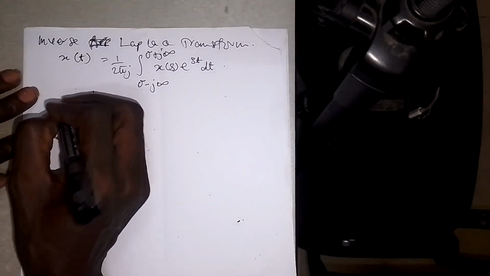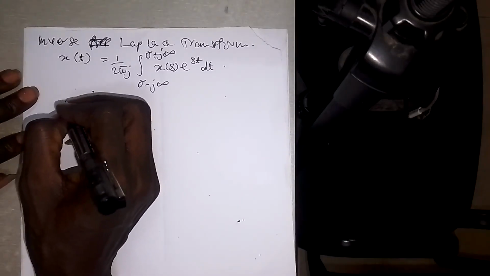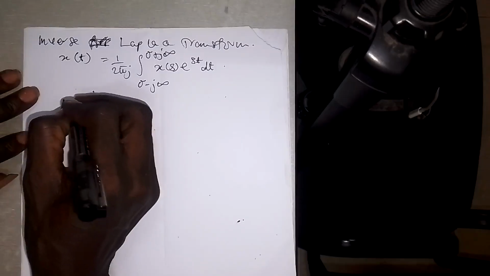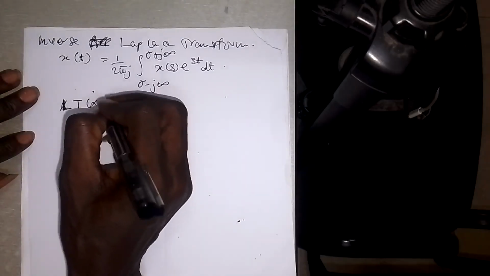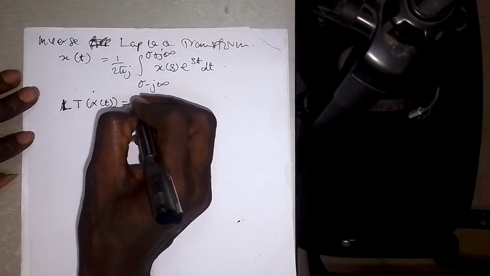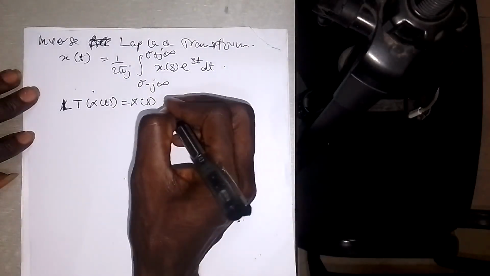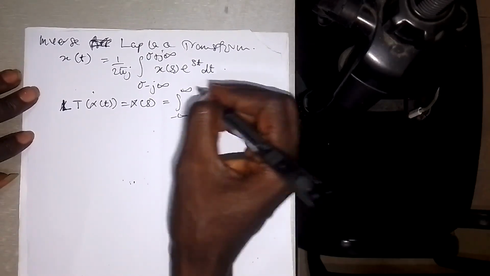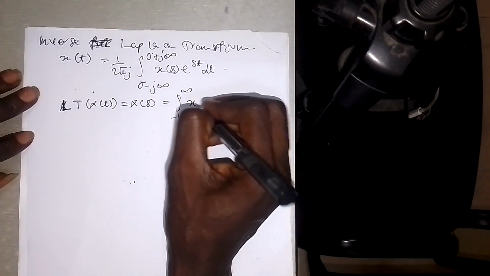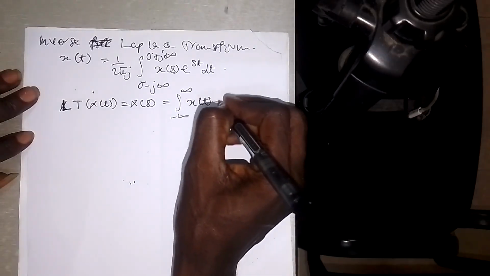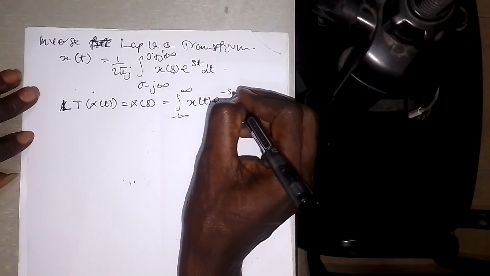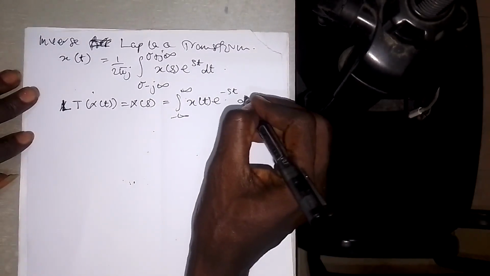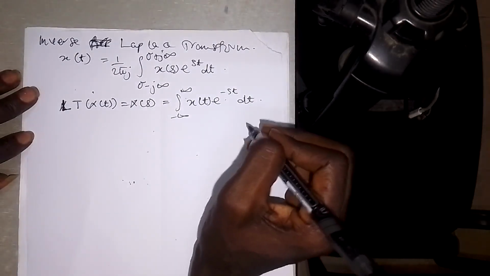Two formulas are very important to proceed with the Laplace transform. First, the Laplace transform of x of t is given by the formula: the integral from minus infinity to infinity of x of t times e to the minus st dt. So this is the first equation.